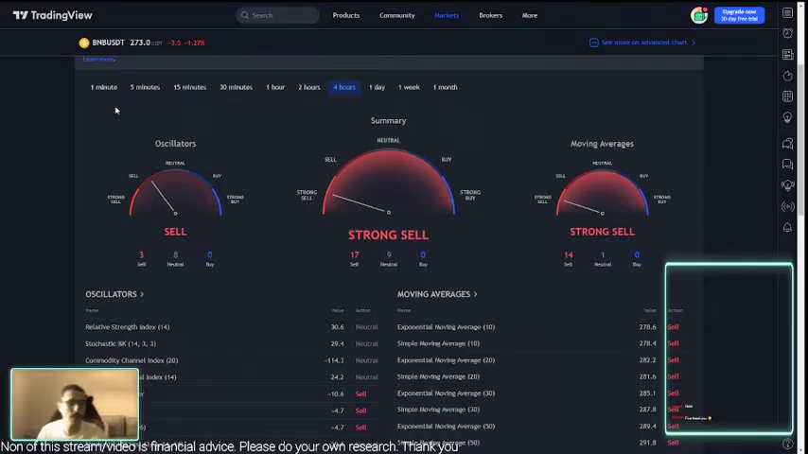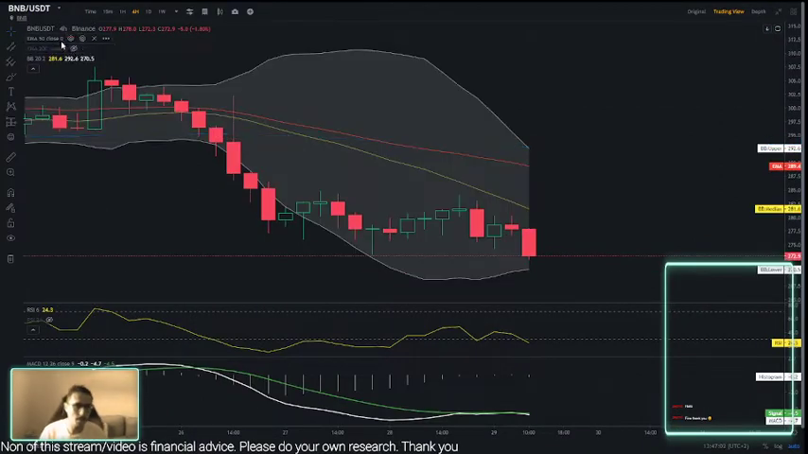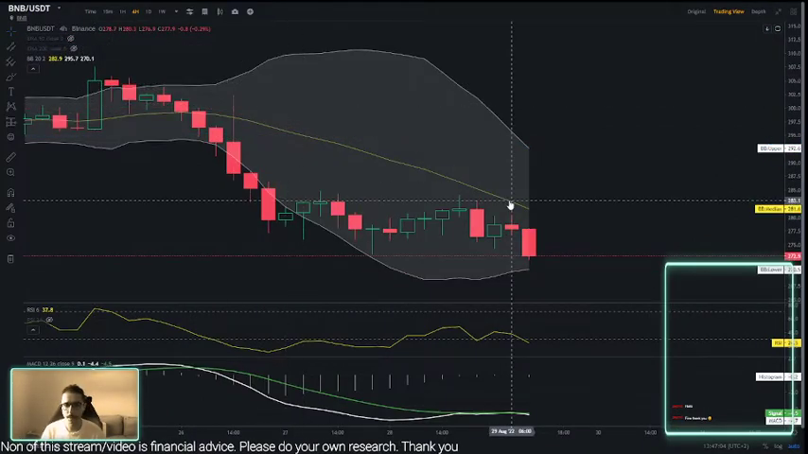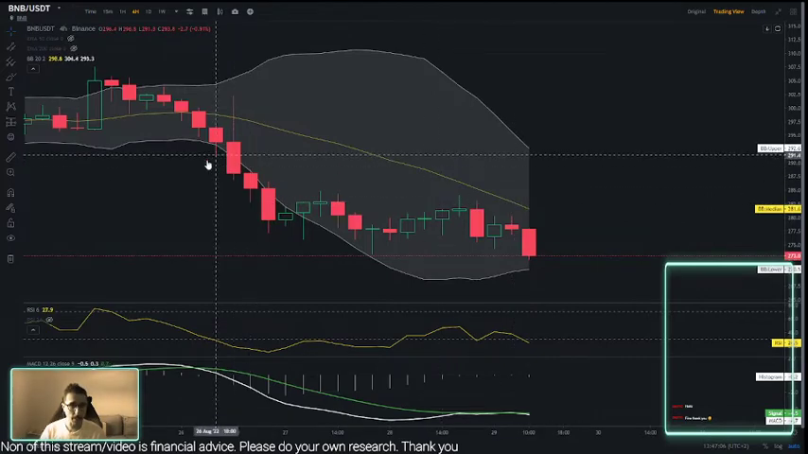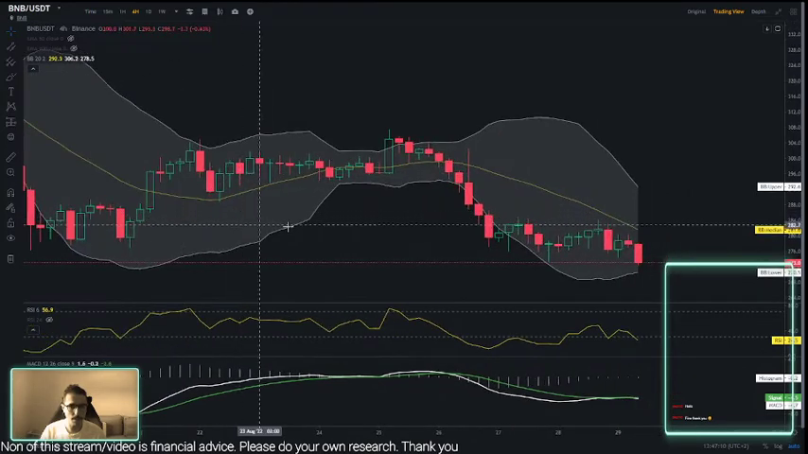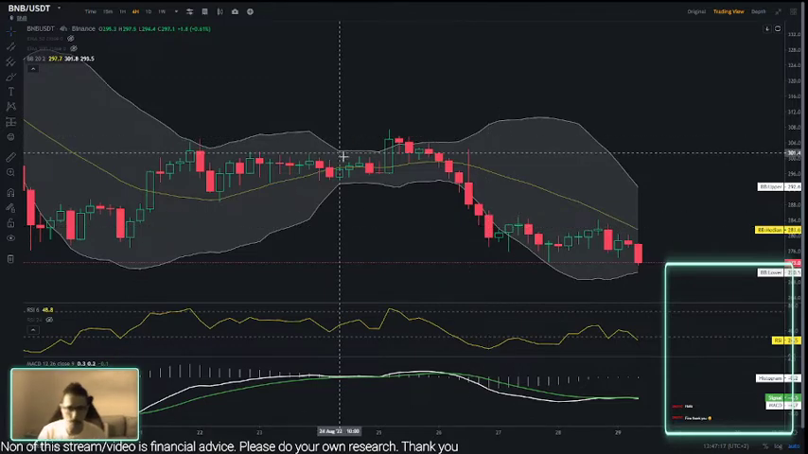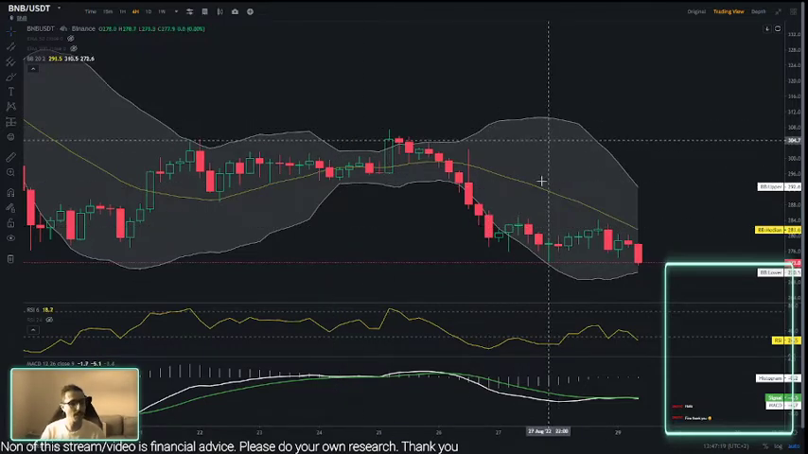Now the Bollinger Bands. Whoop. So this is pretty rare. We crossed the Bollinger Bands 1, 2, 3, 4 times in a row. We're outside of it, which explains why it was pretty small here and pretty big here.